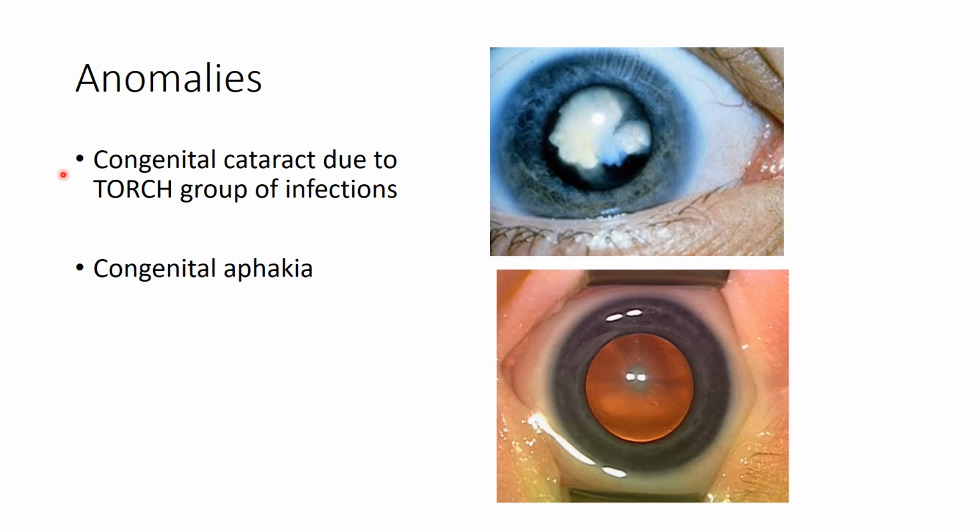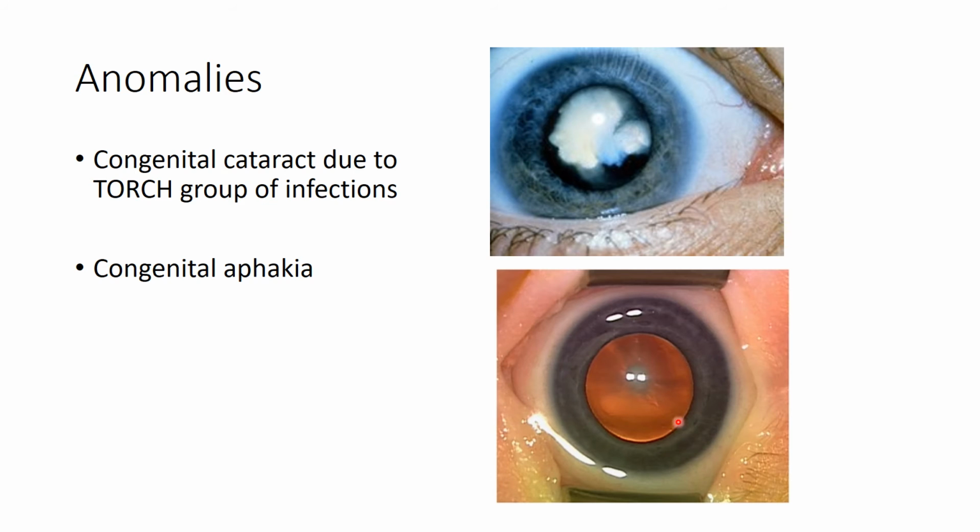This usually happens when the mother gets infected during pregnancy with the TORCH group of organisms. Now let us see what the TORCH group of organisms are. TO refers to toxoplasmosis infection, R for rubella infection, C for cytomegalovirus infection, and H for herpes infections. Any of these infections during pregnancy can cause cataract of the lens of the newborn. We call it congenital cataract.